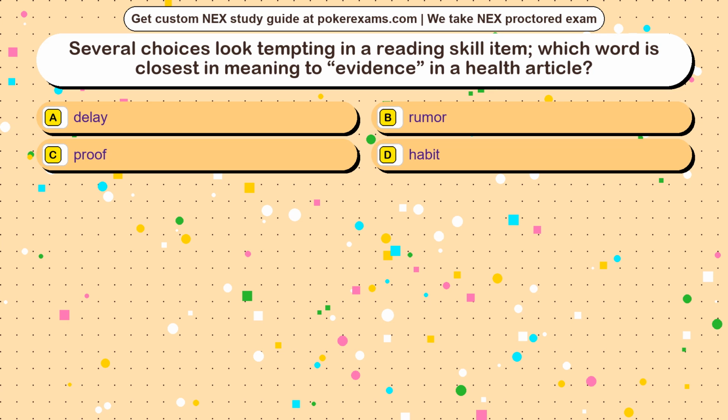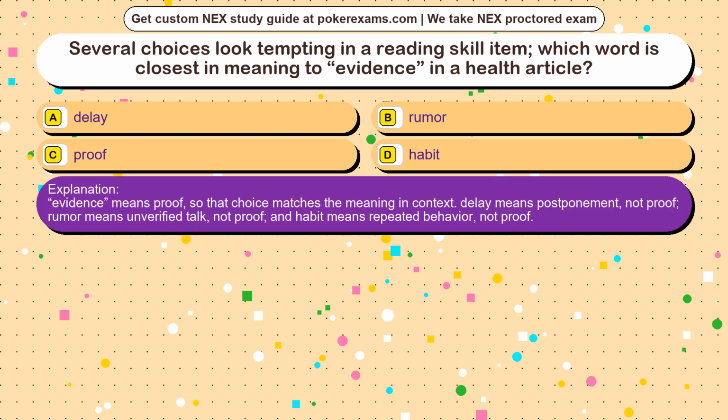The correct answer is option C. Evidence means proof, so that choice matches the meaning in context. Delay means postponement, not proof. Rumor means unverified talk, not proof. And habit means repeated behavior, not proof.